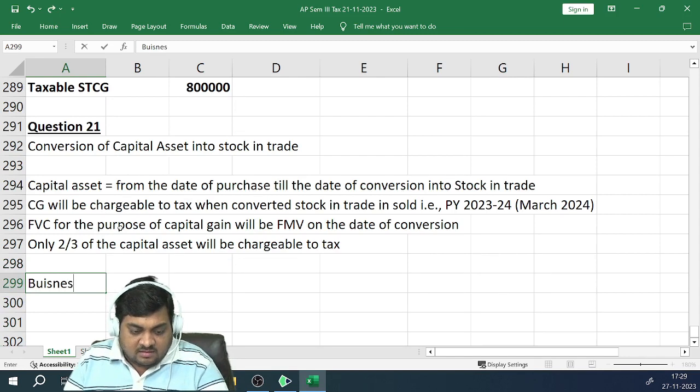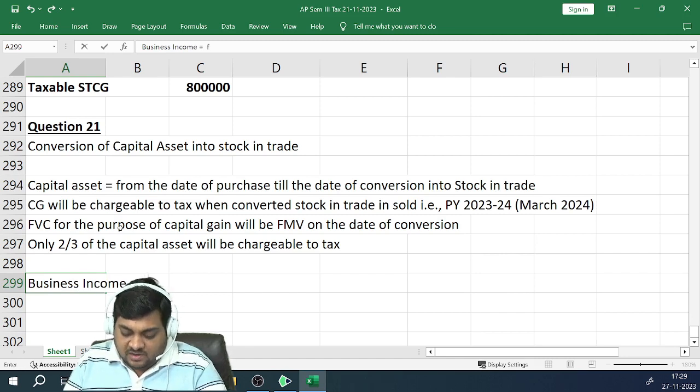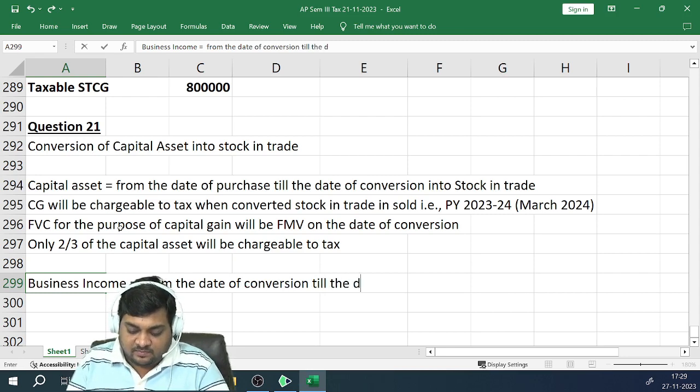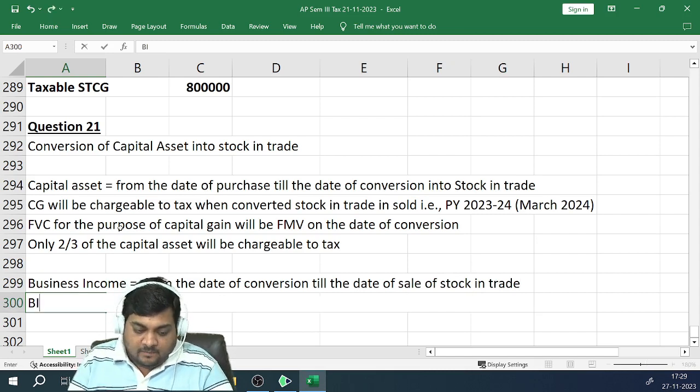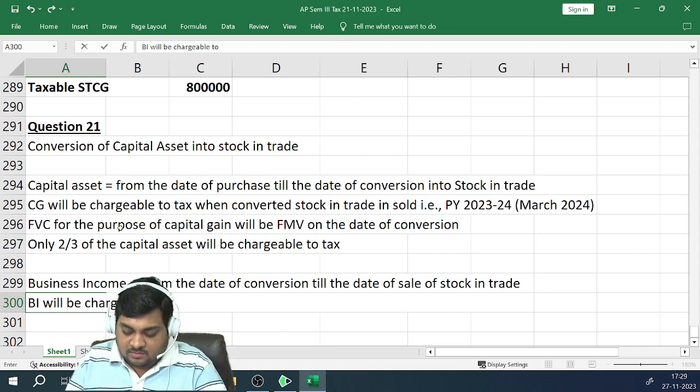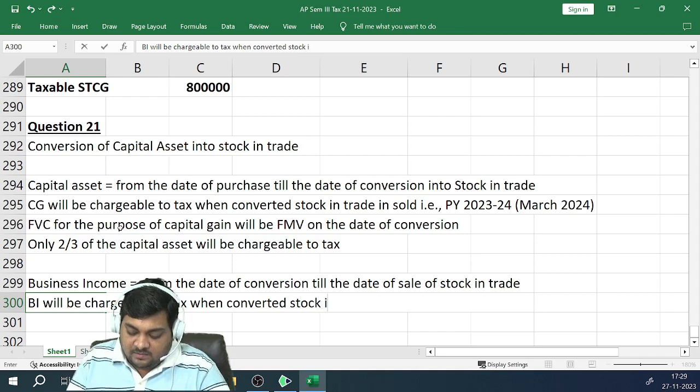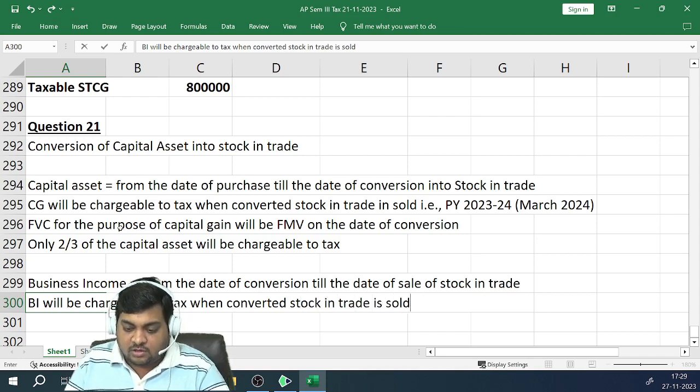And when I talk about business income, it will be from the date of conversion till the date of sale of stock in trade. Business income will be chargeable to tax when converted stock in trade is sold. That is previous year 23-24, March 24.